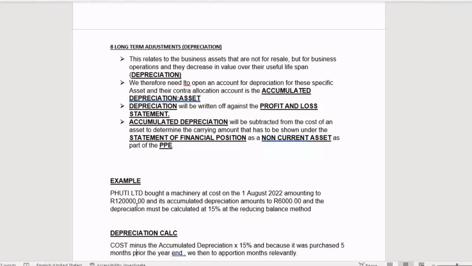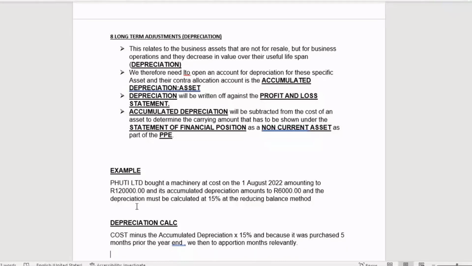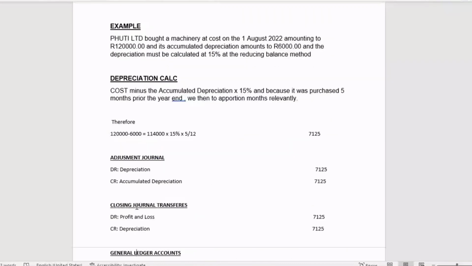Depreciation will be written off against the profit or loss statement. And the accumulated depreciation will be subtracted from the cost of an asset to determine the carrying amount that has to be shown under the statement of financial position as a non-current asset. And also, it forms part of your property, plant, and equipment. That's your PPE.